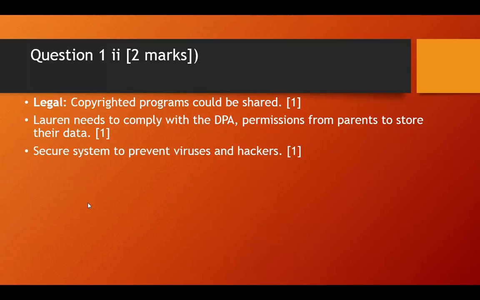Another mark we can get is that she needs to secure the system. So the website needs to be secure, so it stops hackers and viruses getting into the system and affecting all the other users. And finally, she needs to restrict access using passwords or permission. So that way, there's certain things they cannot access, and other people cannot access as well. So outsiders.